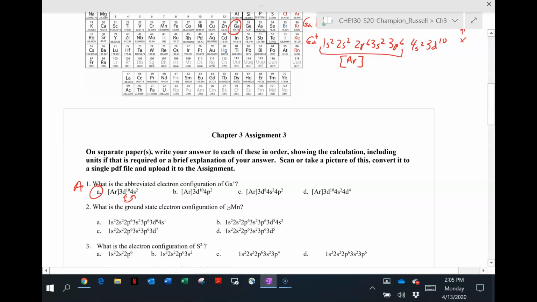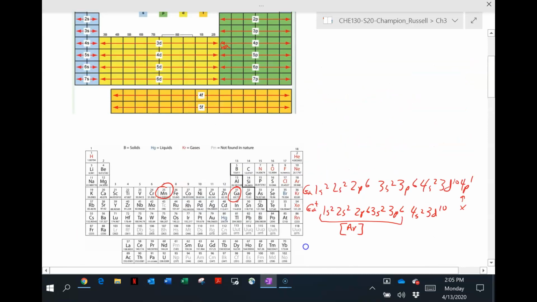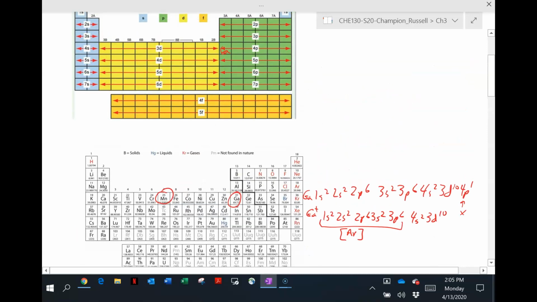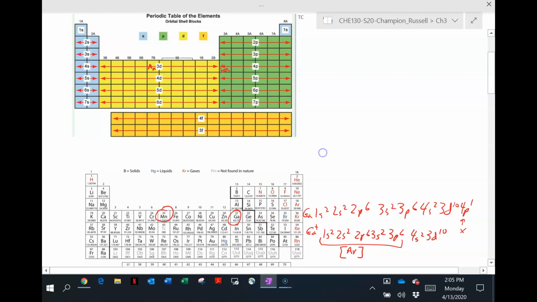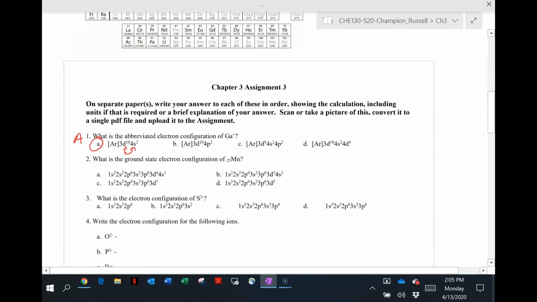Now when we're looking for manganese, element 25, that's right there, in our 3d region. So we're going to go through again: 1s2, 2s2, 2p6, 3s2, 3p6, 4s2, and then 1, 2, 3, 4, 5, 3d5 for manganese. So we're looking for something that ends in 3d5 that has the 4s2 and the 3d5 there, and that's B for that one.